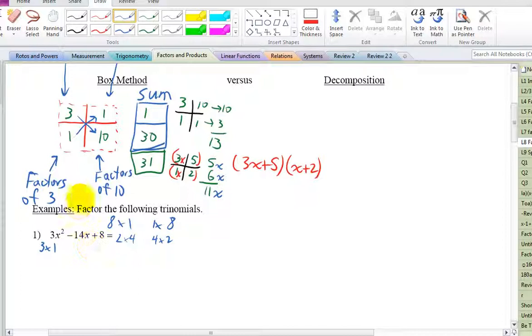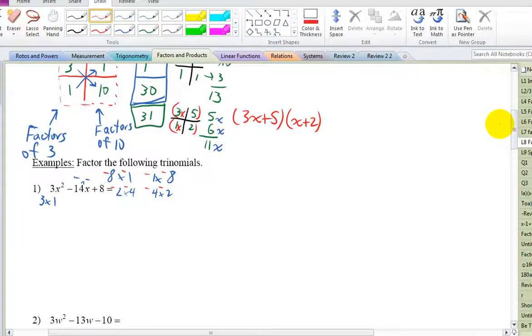Now look at your combinations of your signs. Plus 8 and minus 14. So what do these factors have to be? Both negatives. So let's go and fix this as negative 8, negative 1, negative 1, negative 8, negative 2, negative 4, negative 4, negative 2. Okay. So we got to check and see which combinations it will be.